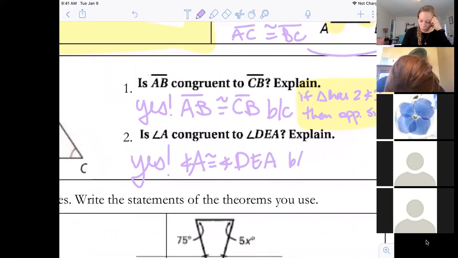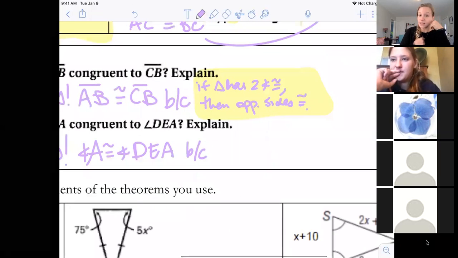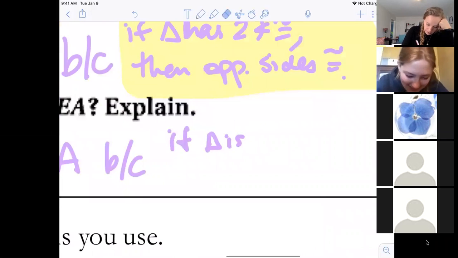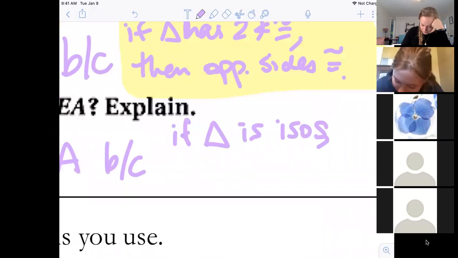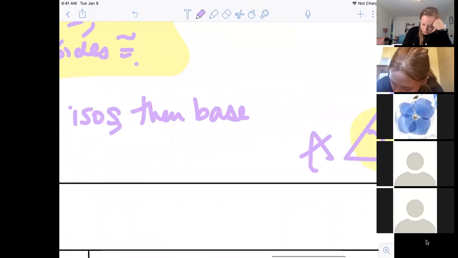And then I'm going to use one of the theorems from the isosceles triangle theorem. So you can write one of two things. The first one I like to write the best. This is the one I usually write. If a triangle is, sorry, let me write a little bit neater, try a little harder. If a triangle is isosceles, then base angles are congruent.